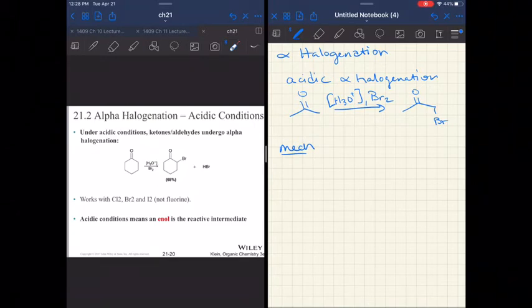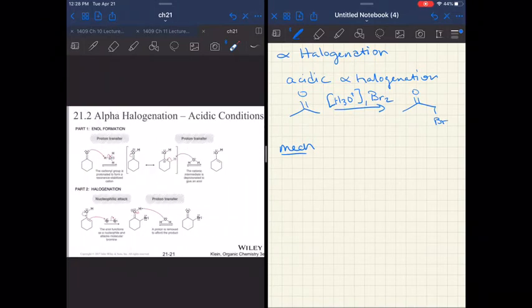Since this is an acidic condition, not a strong base, we are going to see the enol, not the enolate, as our intermediate. So the first part is just going to be forming that enol. Now I'm going to do this all as one big mechanism, but this first part should very much be a review of what we just did.